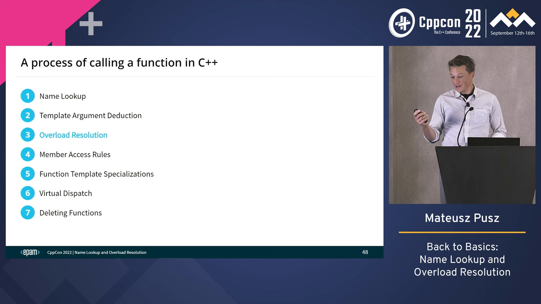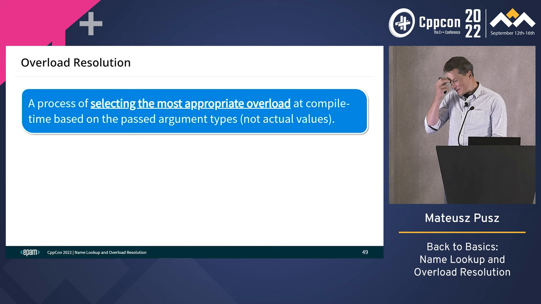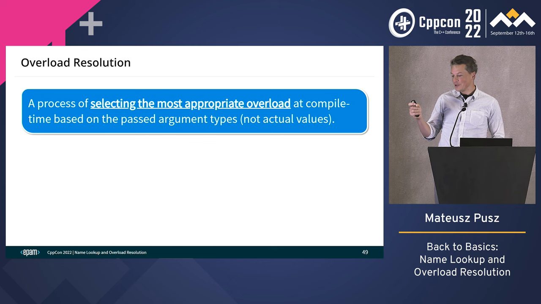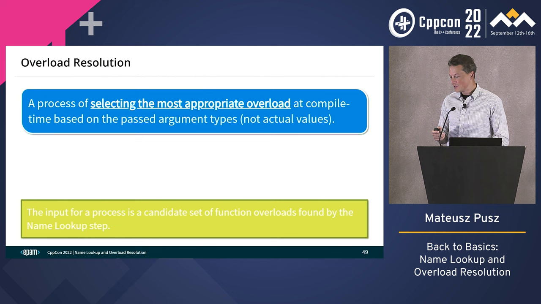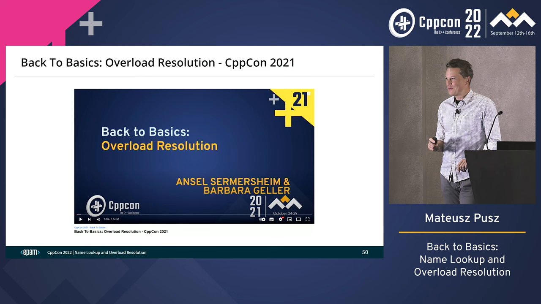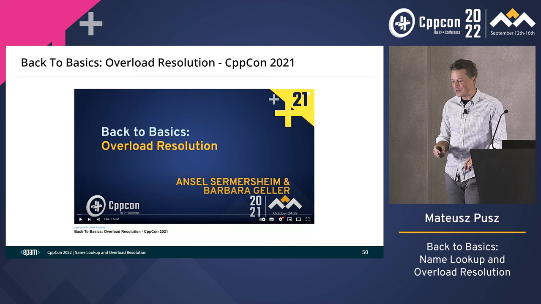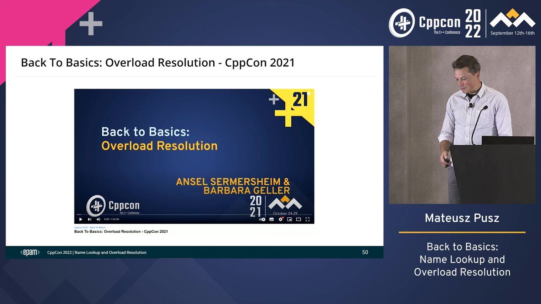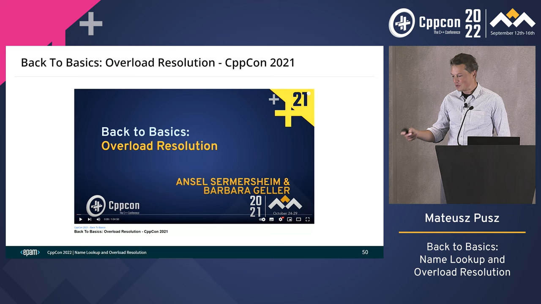All right, so the next step was about overload resolution. We have only 3 minutes left, but anyway, I sometimes expected that. Overload resolution is a process of selecting the most appropriate overload at compile time, based on the candidate set provided by the previous steps. And I would like to direct you to a really great talk from last year where Anthony and Barbara were talking about this for an entire hour. We don't have an entire hour on this subject, so it is really good to review that. I have some overview, but having only 2 minutes, I can just go through 2 or 3 slides in order to mention what it is about, but probably will not be able to cover all of the ground here.